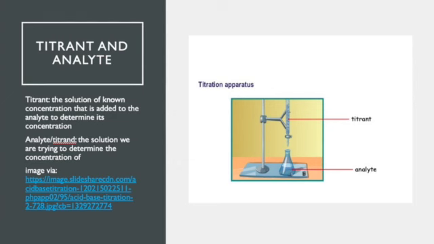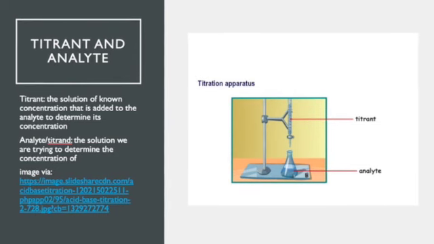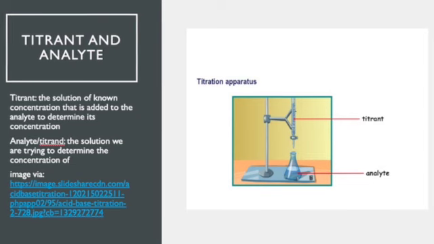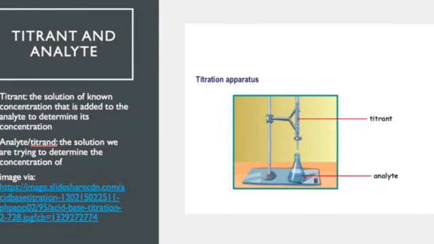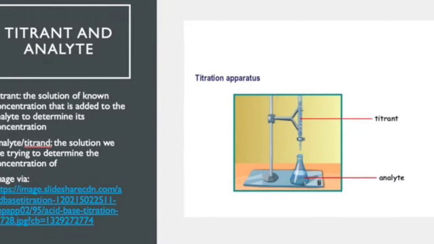So first we have the titrant and analyte, which is what I was just telling you about. The titrant is the solution of known concentration that is added to the analyte to determine its concentration. Then the analyte is the solution we are trying to find the concentration of. And here's an image to kind of demonstrate that.